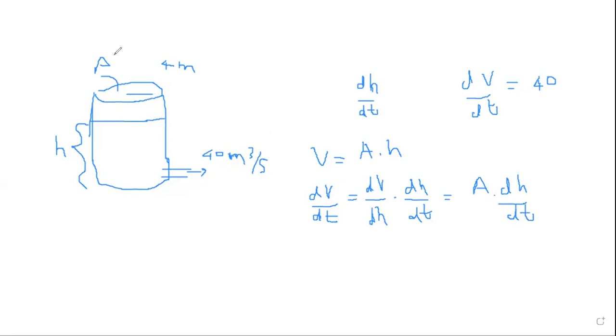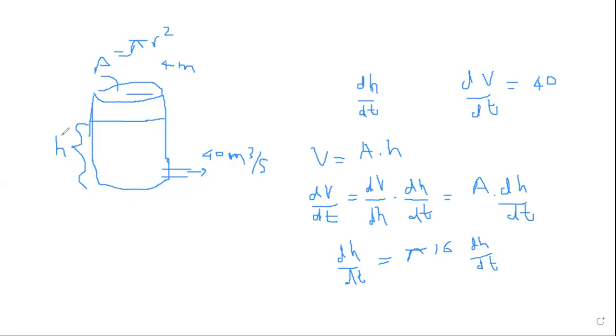So we know the area here. The area of a circle is equal to pi r squared. So we could get dh over dt. Here r is a constant, it is not changing, so it's 4. So 4 squared is 16, and pi is a constant, so we have 16 pi dh over dt, right?